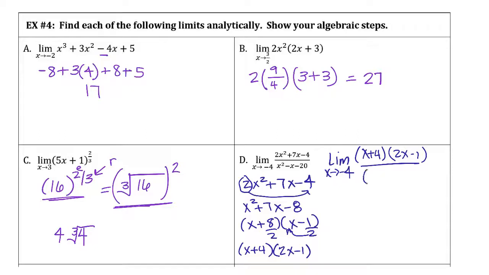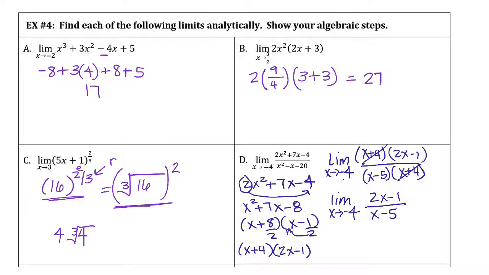All over, and that bottom's going to factor to be x minus 5 times x plus 4. All right, now let's look at what we're approaching. We're approaching negative 4. So if I plug in negative 4, I'm going to get a 0 on top and bottom, but we see that those will cancel. So now let's talk about just that good old limit as x approaches negative 4 of 2x minus 1 over x minus 5.